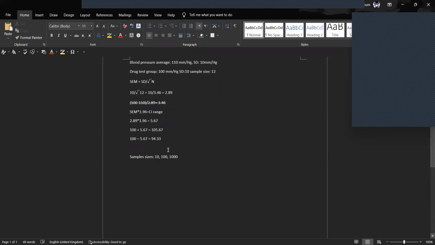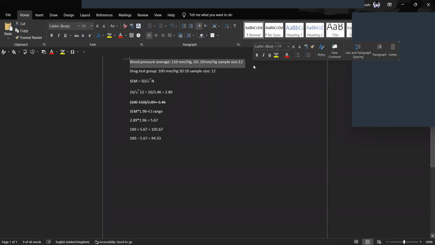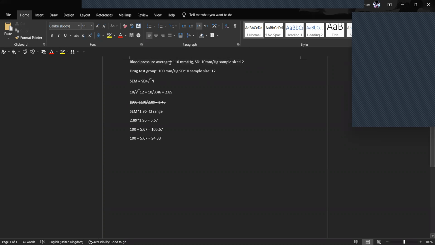Okay. So the drug test group had an average of 100 and a standard deviation of 10. Okay. And so what you can do is, sample size here is 12. And so what you can do is you can calculate the standard error of the mean for the control group, and then you can see if the drug test average is within the confidence interval, right?